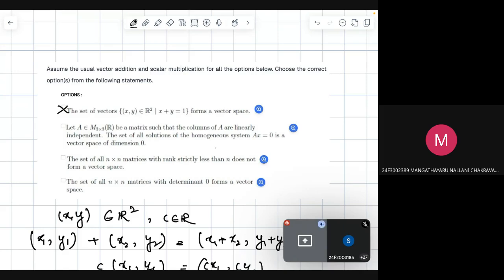Now what is the next one? The next one says that Yes, the session is getting recorded.